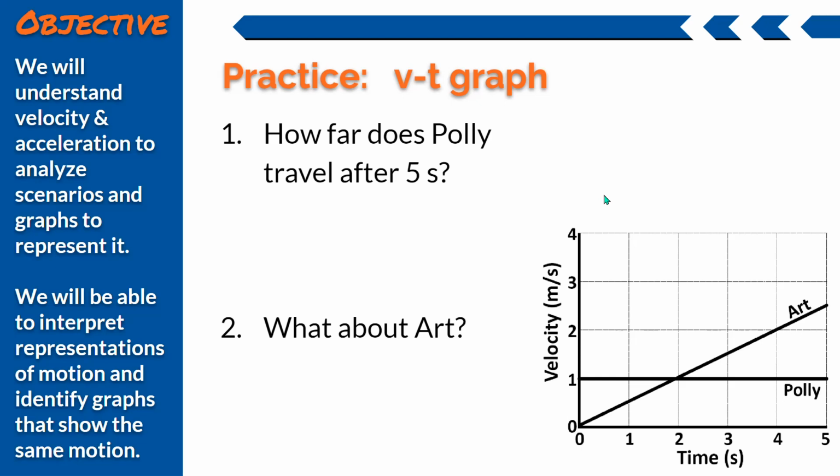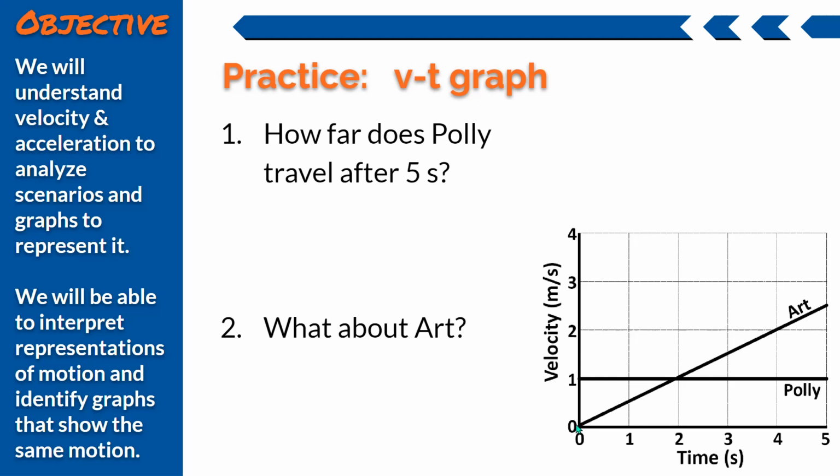It's easy to miss. So here is a VT graph and a couple of questions about Art and Polly. Okay, so we have these two individuals. Their velocities are plotted against time, and it says, how far does Polly travel after 5 seconds? What about Art? Polly's easier. Polly travels 1 meter per second for 5 seconds. How far do you go if you travel 1 meter per second for 5 seconds? What do you think? 5 meters. Okay, so 5 meters.